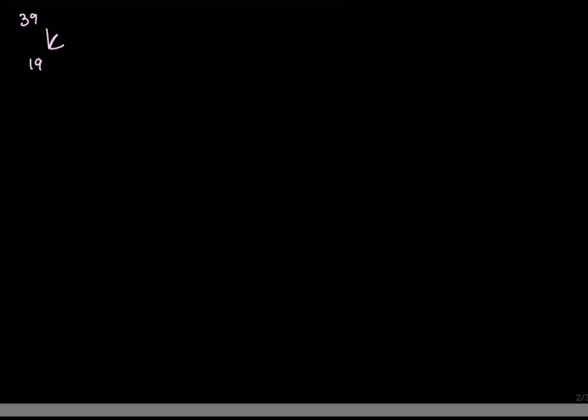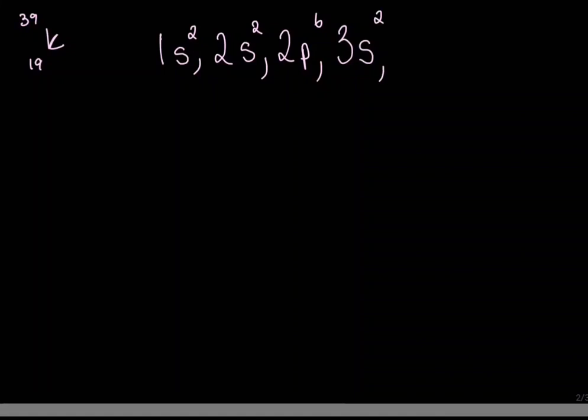Okay, so the first shell, first energy level, has an S sublevel, and it holds 2. Next energy level, first sublevel is S, and it holds 2. Next sublevel in the second energy level is 2p, it holds 6. And then we go 3s holds 2, 3p6.